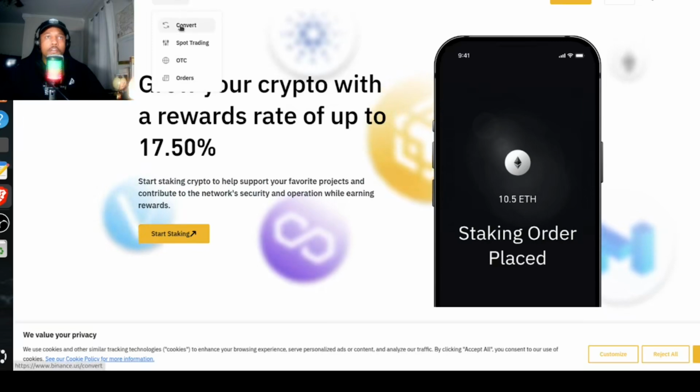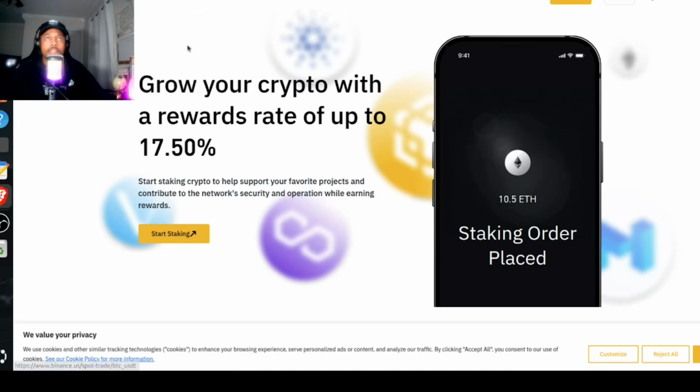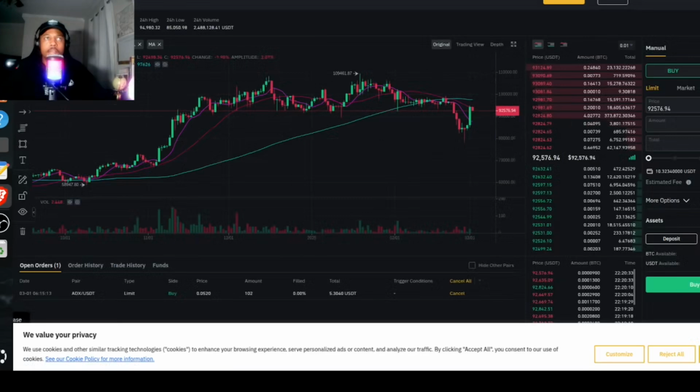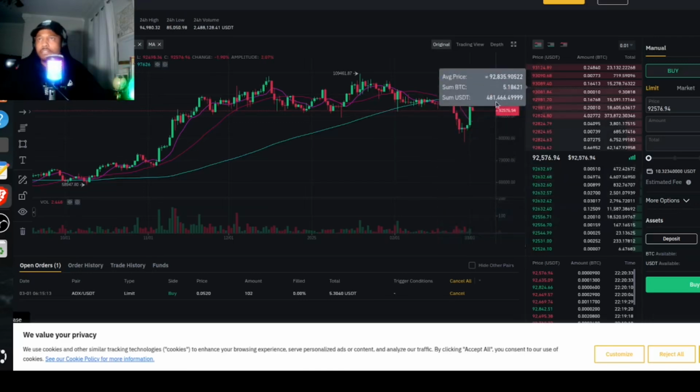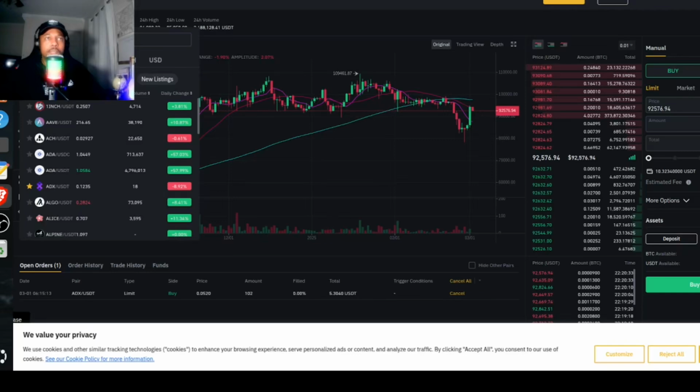So you can convert, you can spot trade, you can do over the counter trades. And then down here, these are the different orders and stuff like that you can place. So let's check out the spot trading for a second. All right, so spot trading, right off the bat, they got Bitcoin up front. This is the big dog in the game. Right now, Bitcoin is trading at $92,576.